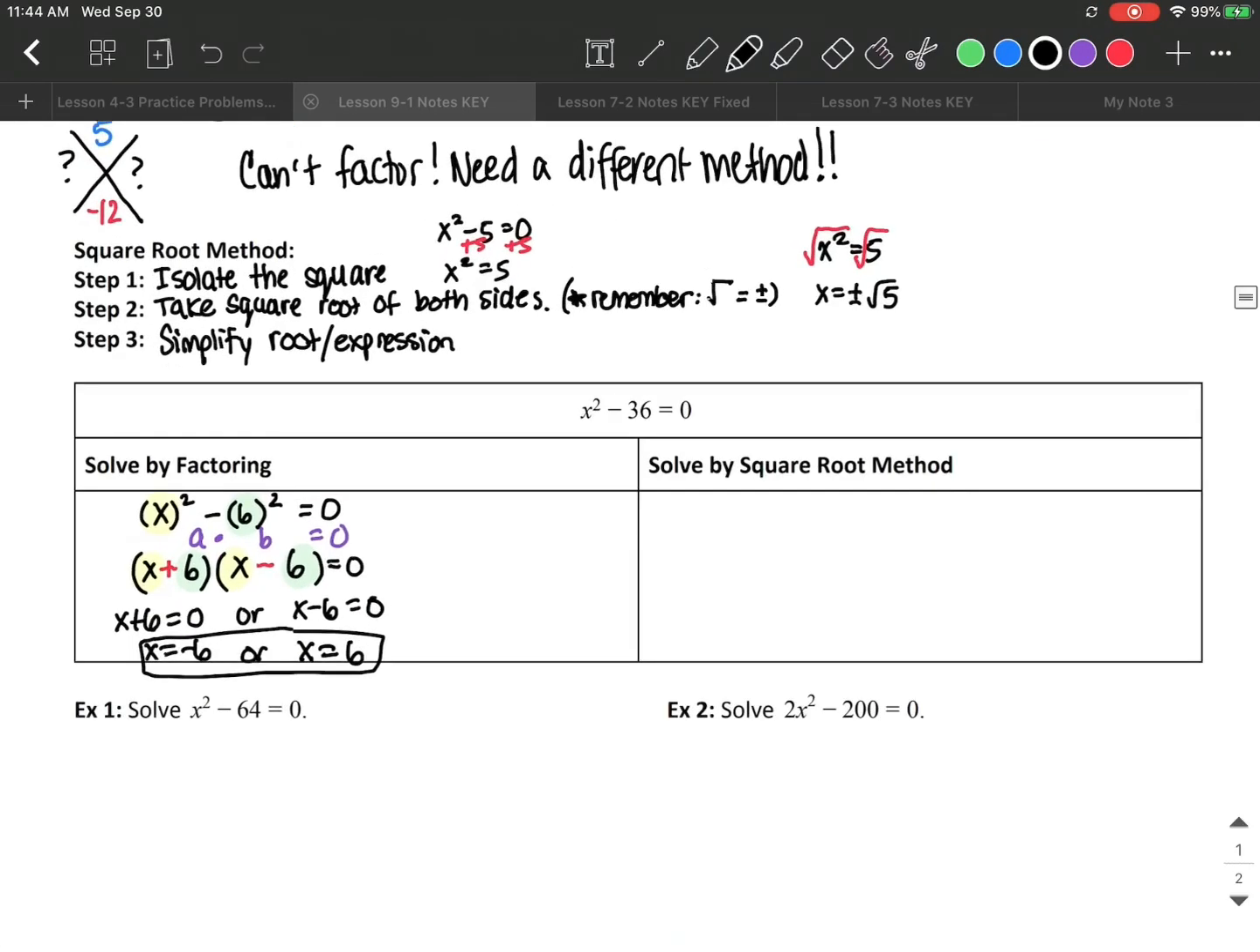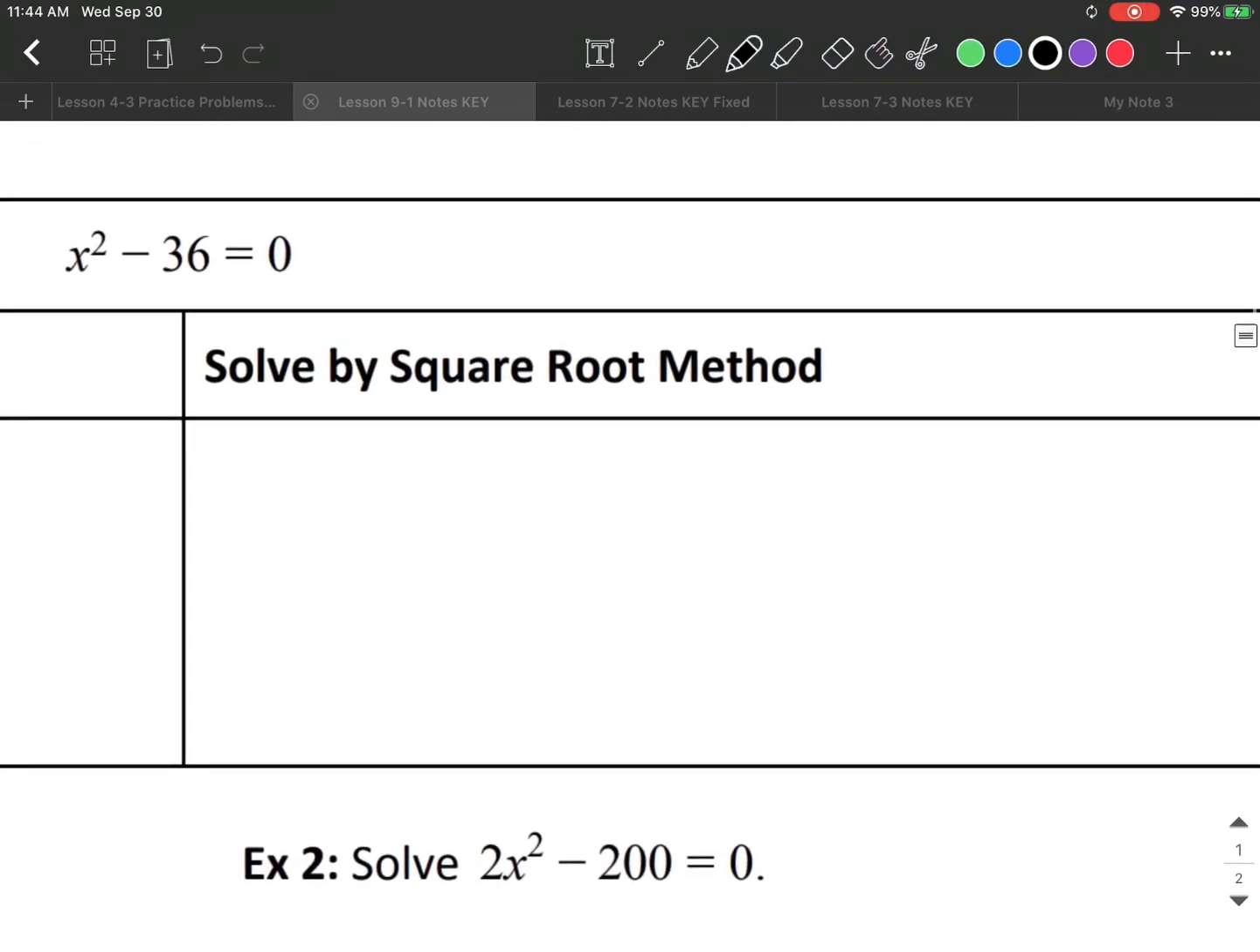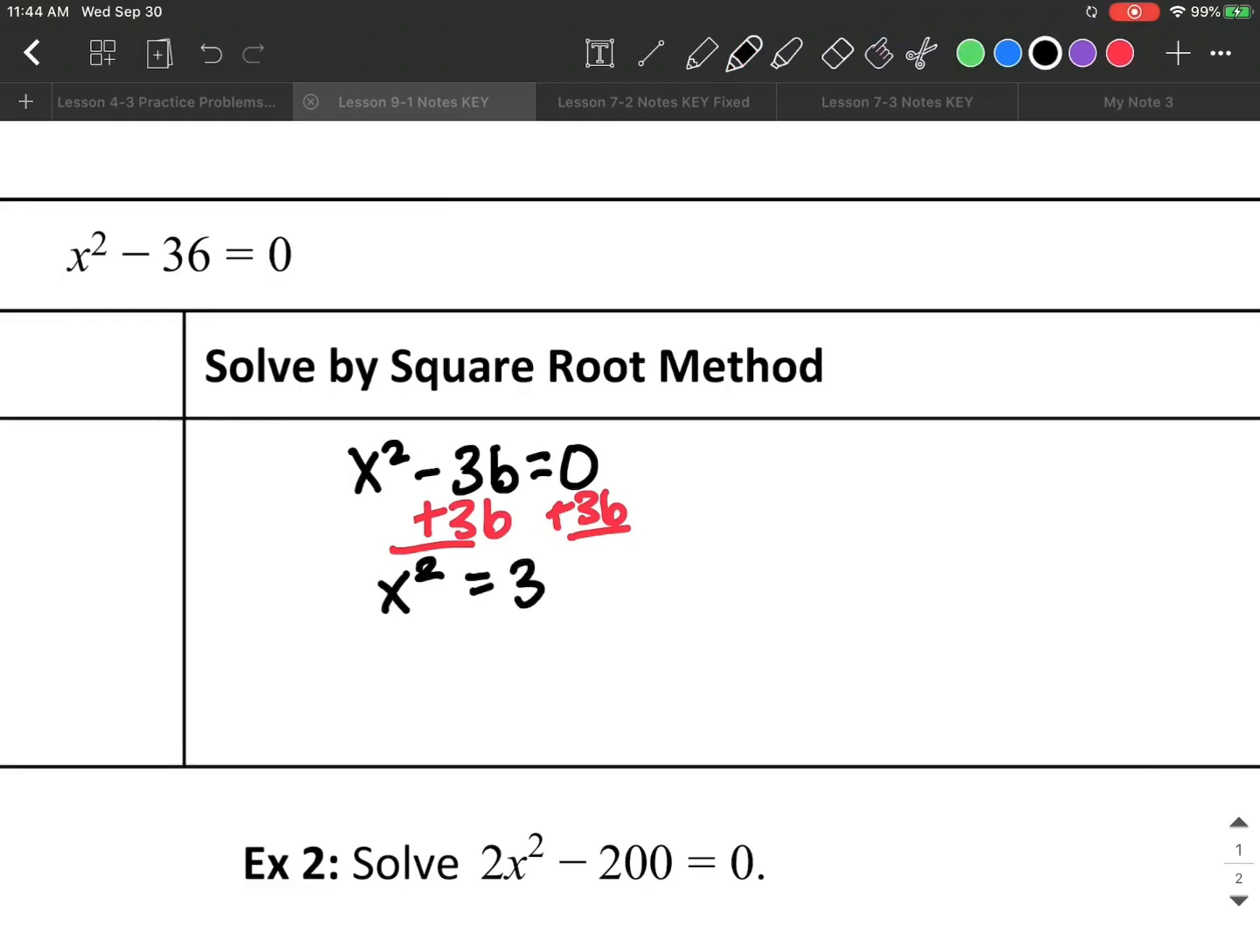For factoring, then, if I do this solving by square root method, I have x squared minus 36 is equal to 0. I want to isolate the x squared, so I'm going to add 36 on both sides. And I got x squared is equal to 36. And then I'm going to take the square root of both sides, and that tells me my answer.